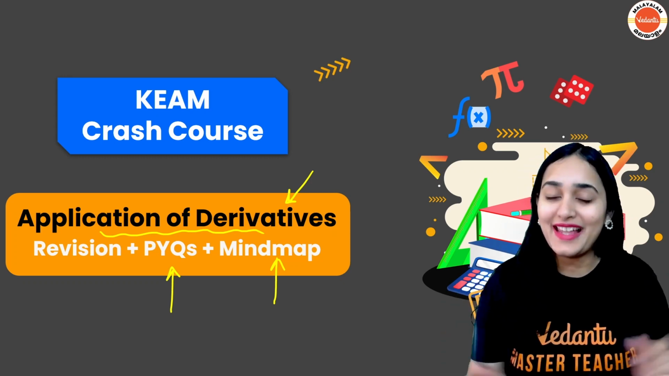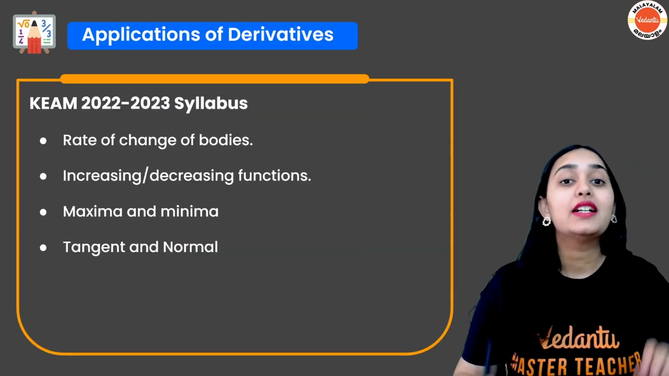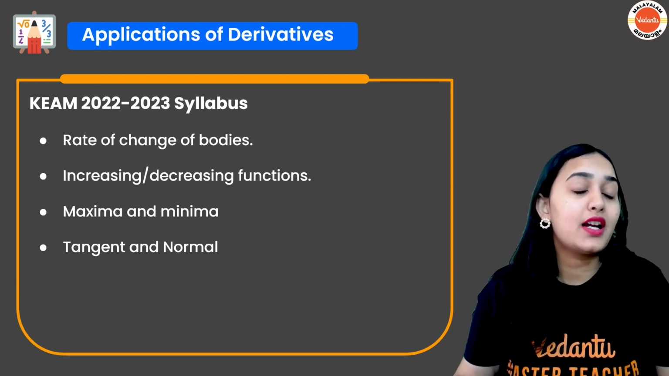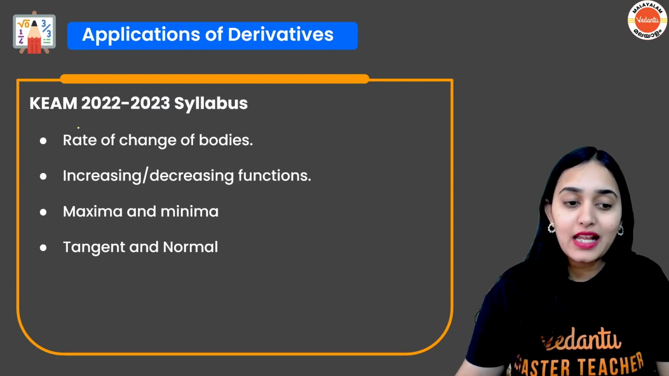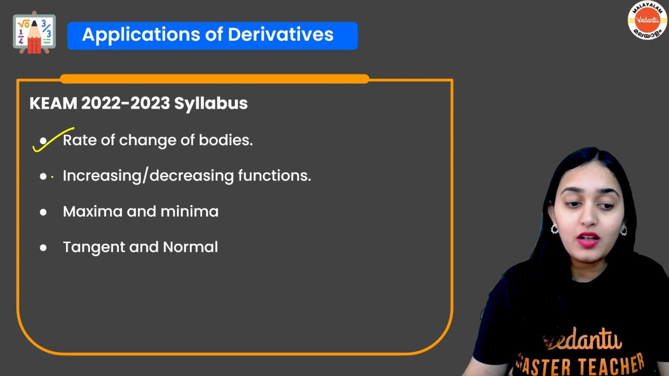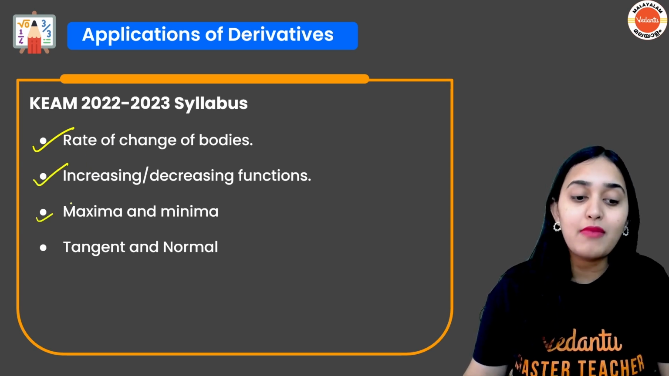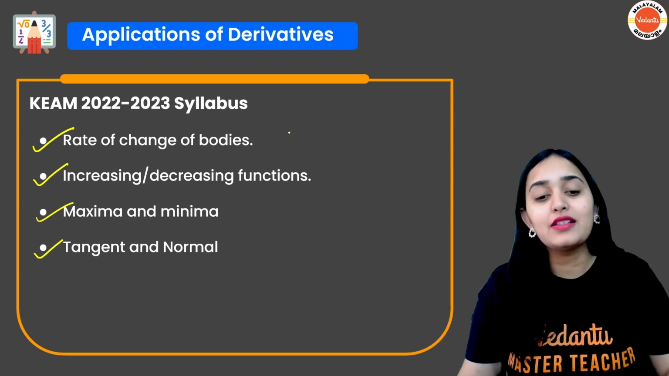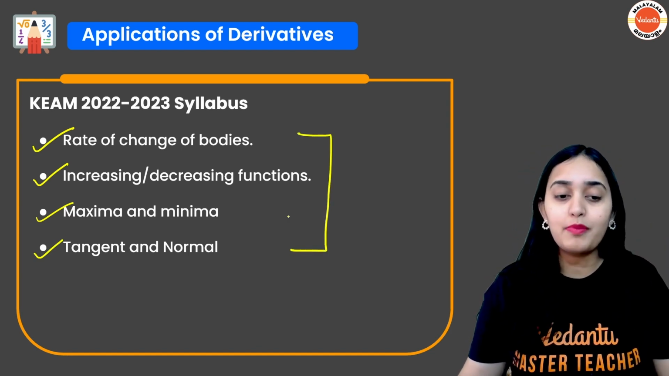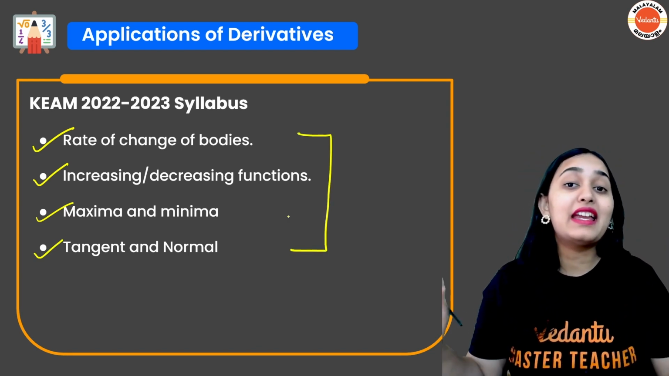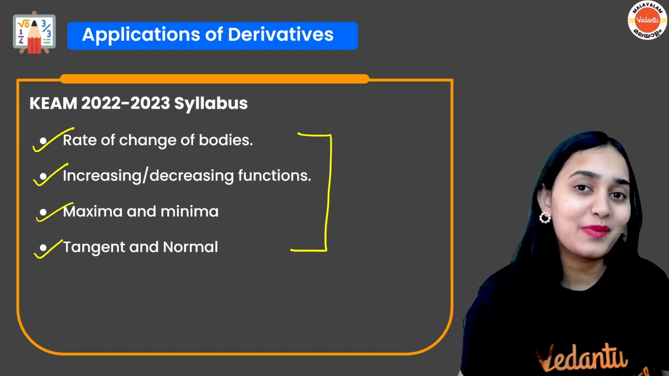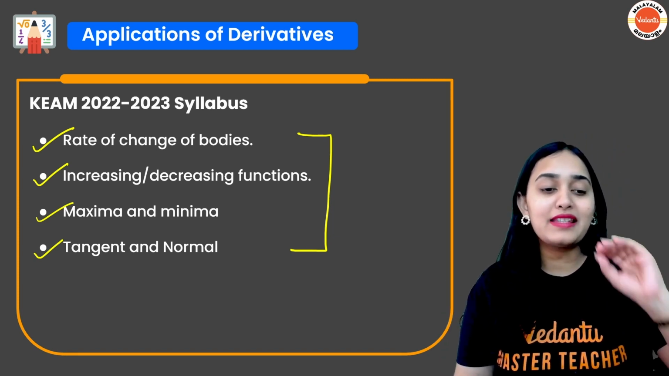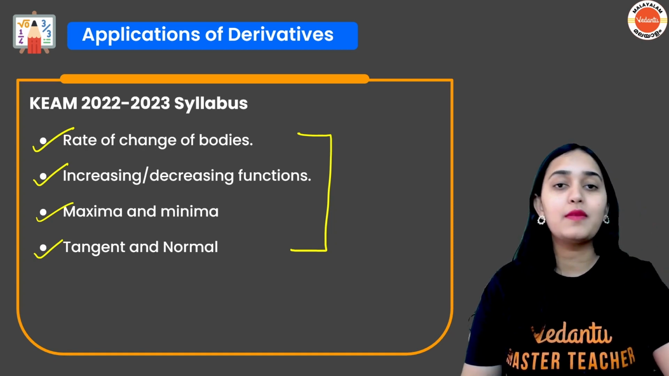So let's begin the class with the introduction of the topics that we are going to learn today. I will help you revise rate of change of bodies, increasing decreasing function, maxima and minima, tangent and normal. Direct questions are asked from all these topics. You will never see any indirect question from these topics. They are pretty basic, pretty simple. You have to solve them in only one way.